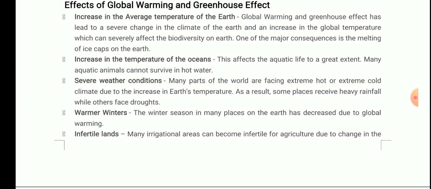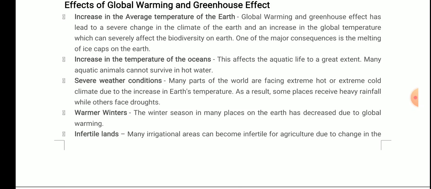One of the major consequences is the melting of ice caps on the Earth, because you know that ice occurs only below 0 degrees Celsius. But nowadays, because of global warming, the average temperature of the Earth is increasing. So the temperature of polar regions like the Antarctic and Arctic is also increasing day by day, and due to that, the glaciers are melting day by day, which leads to the rise in the sea level also. Okay, so that was the increase in the average temperature of the Earth.